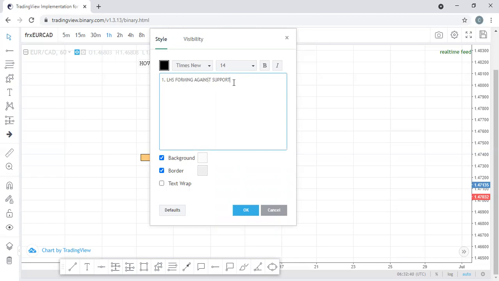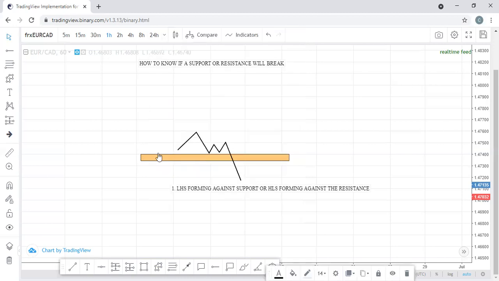Or you will see higher lows against the resistance. This is a way to know if price is going to break your resistance or your support, and this is how to stay away from those kinds of trades. This is the first way: lower highs forming against the support or higher lows forming against the resistance. So what do I mean by that? Let's assume that this is your support.